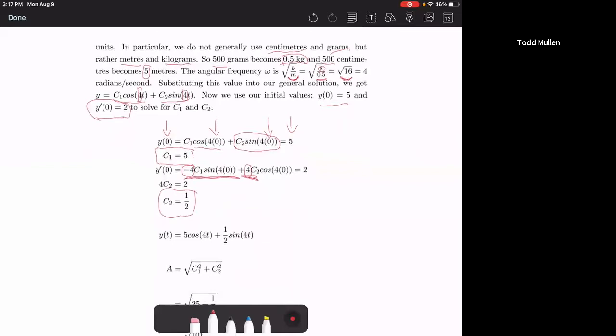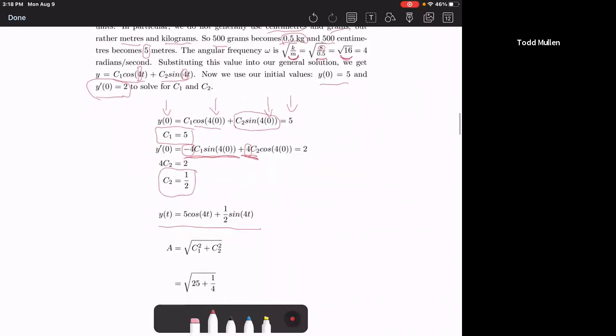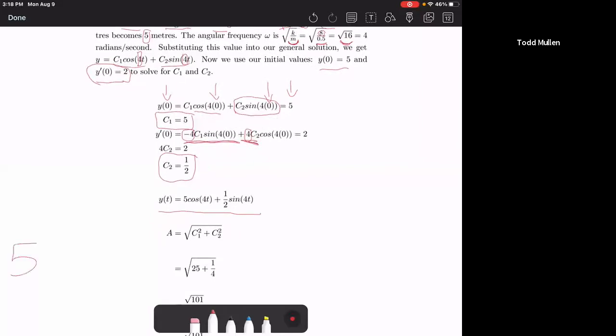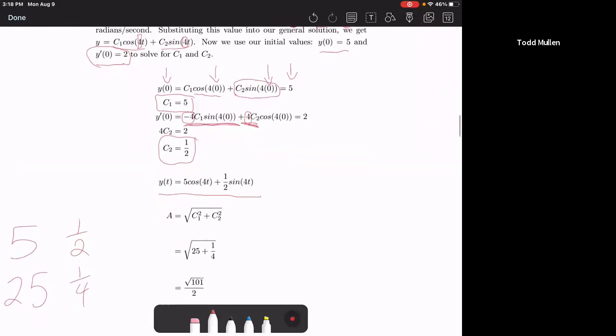So our function y of t is equal to 5 cos 4t plus 1/2 sine 4t. But we want to put it in this way that has A and has phi. So we've got to figure out what A is next. Well, A is just the square root of c1 squared plus c2 squared, as we showed before. So c1 is 5, c2 is a half. When you square them both, you get 25 and 1/4. And 25 plus 1/4 is the square root of 101 over 2.